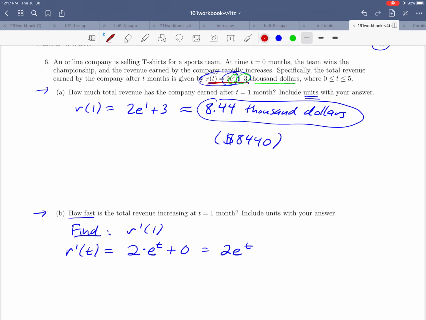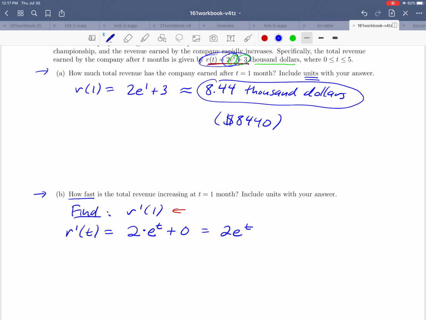To find r prime of 1, we're just going to substitute 1 into that formula. That's going to give us 2e to the first. Again, that's a job for your calculator. That's going to wind up being 5.44. Now the question is units. What is that number being measured in?